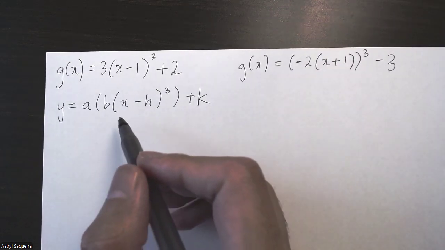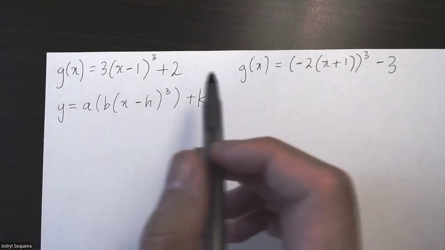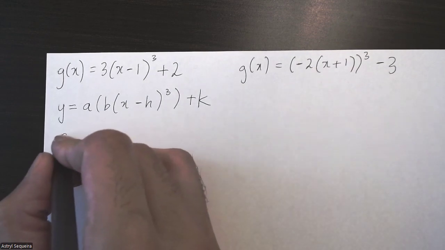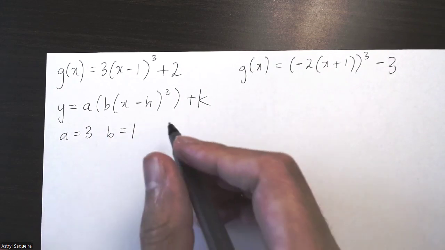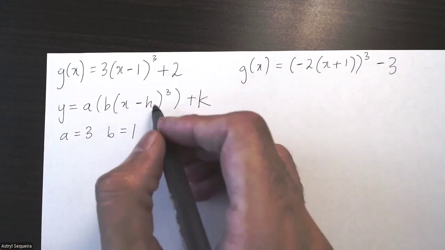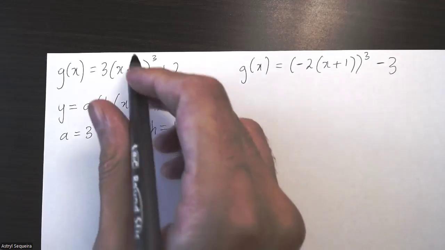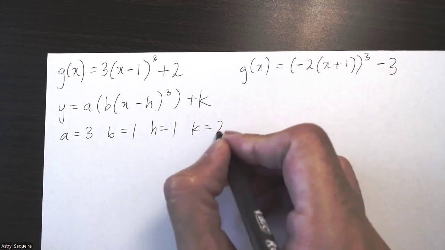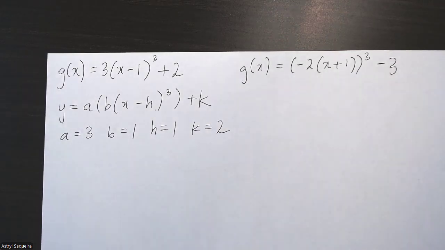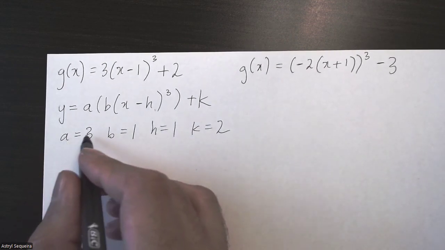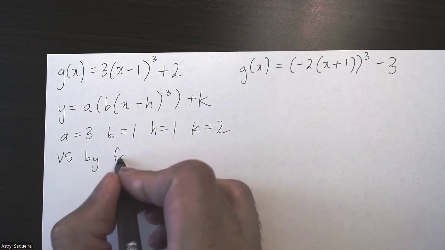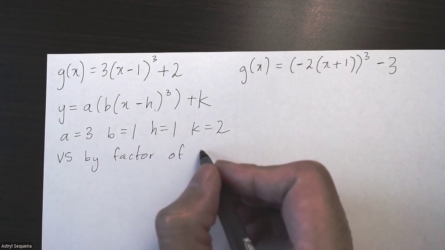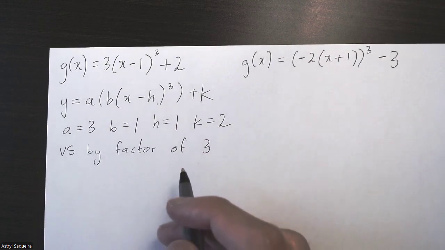So let's start with describing transformations for this over here. A is 3, B does not exist, which means B is 1, so technically there's no transformation there. H is 1, both signs are negative, and K is 2. So let's describe these transformations now in words. A is a vertical stretch or compression since it's larger than 1. So vertical stretch by a factor of 3. B has no transformation, so I'm not going to mention that.